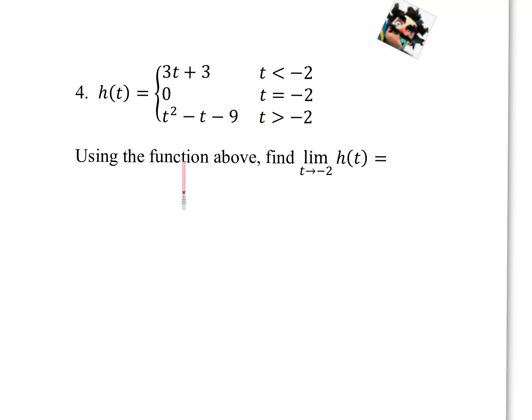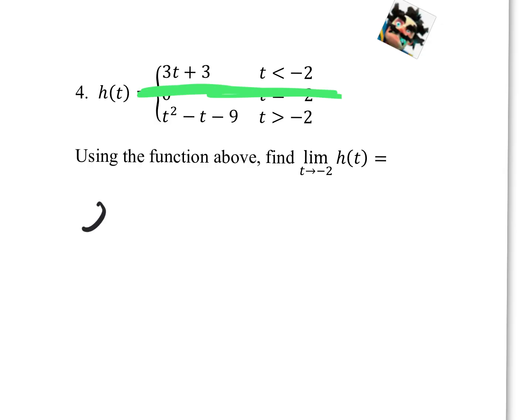It says, using the function above, find the limit as t approaches -2. Did they specify from either side? If they didn't specify from either side, what do we have to do? From both sides. You go check it from both sides. Do I care what happens at -2? I don't care what happens. This is superfluous. That is not even going to help us because limits aren't what happens at a point. It's what happens as we approach that point, okay?